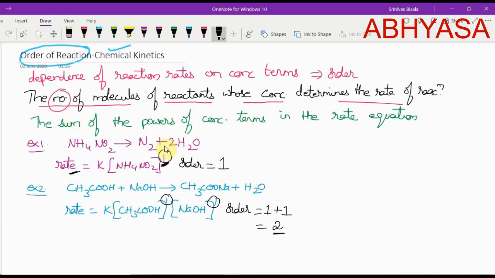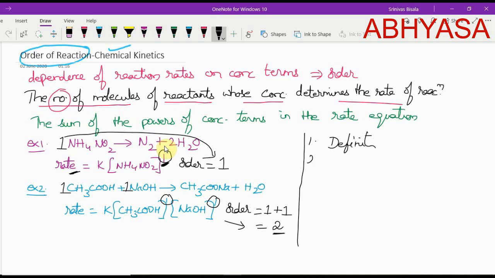Now you may get a doubt that here 1 mole of the reactant is involved, so you may say that the order of the reaction is 1. Here 1 plus 1 mole is involved, and that is the reason why the order of the reaction is 2. It's not like that. There are some important points regarding this order. The first point is the definition, which we already covered.